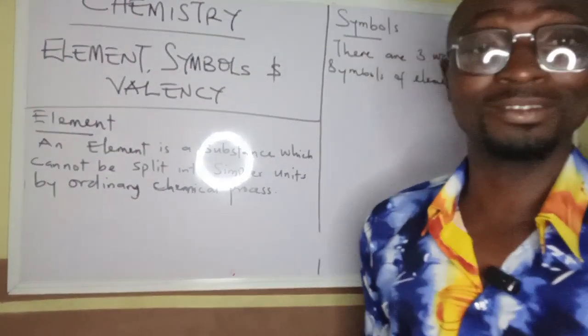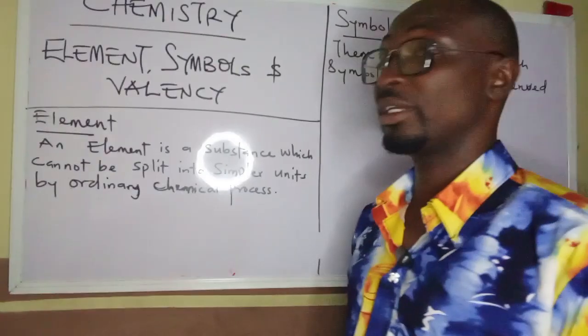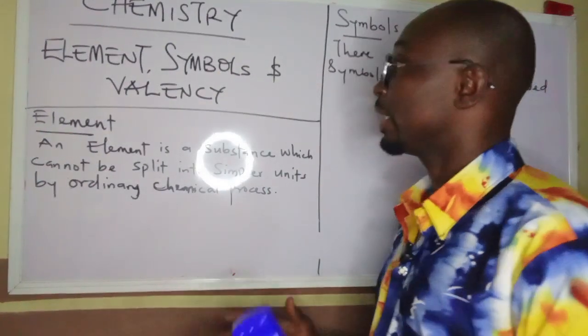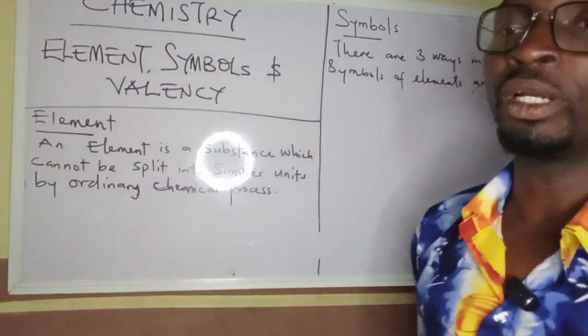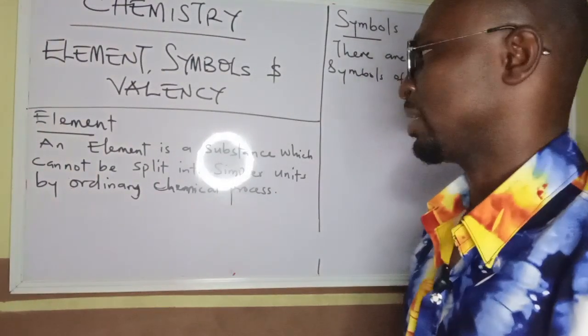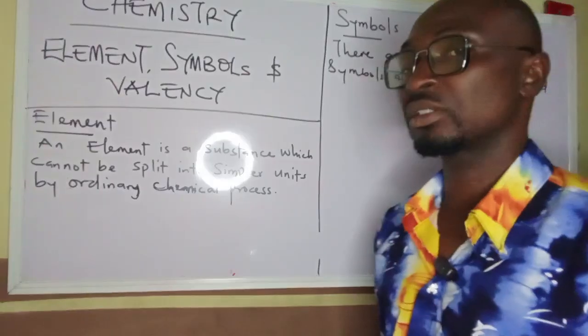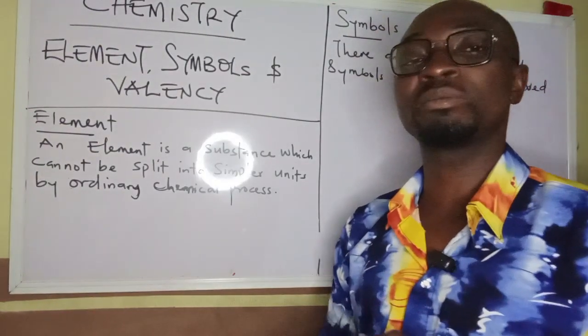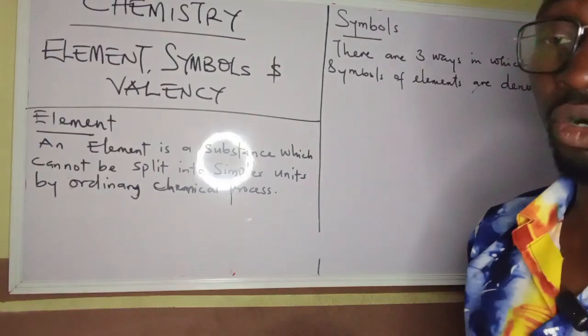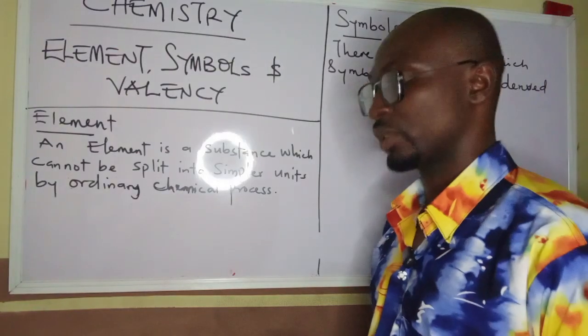Good day, everyone. Today we are looking into this topic on chemistry: element, symbol, and valency. And what is an element? An element is a substance which cannot be split into simpler units by ordinary chemical process.